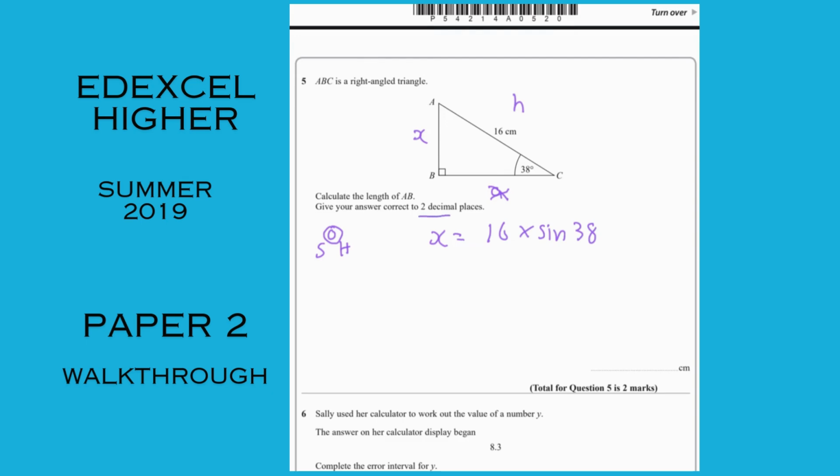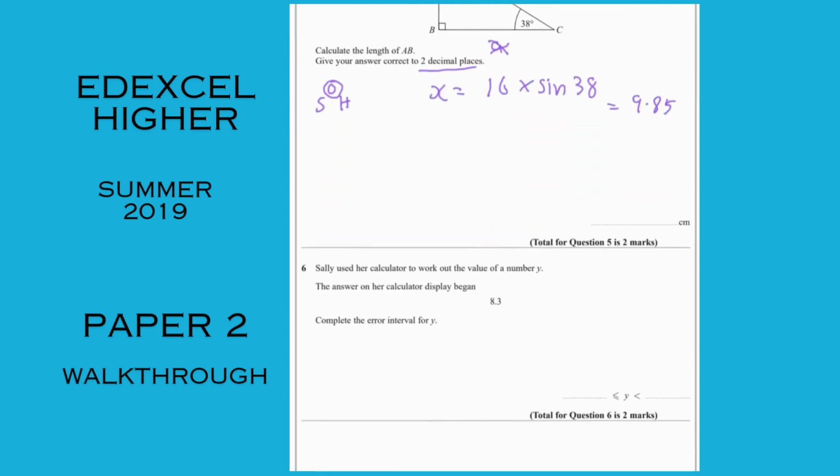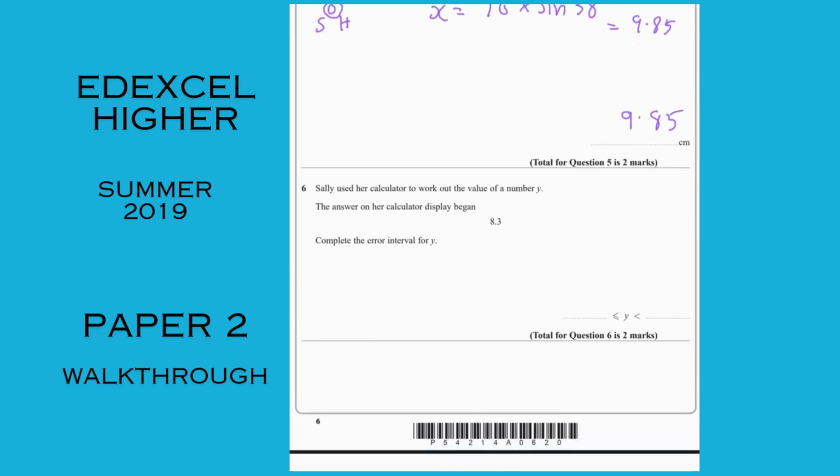It wants 2 decimal places. I get 9.85058, etc., etc. So obviously I'll leave it at 9.85.